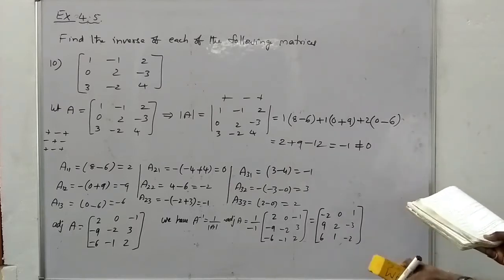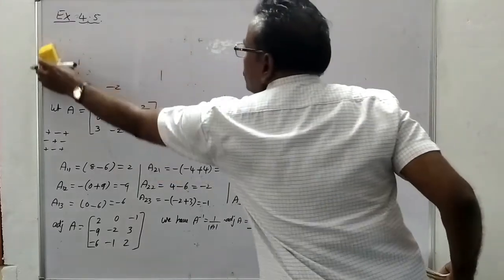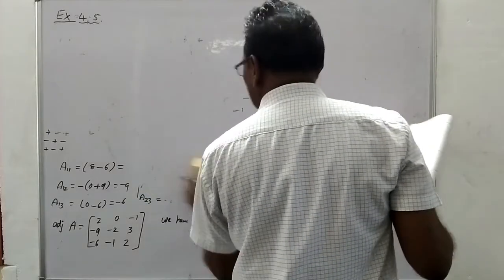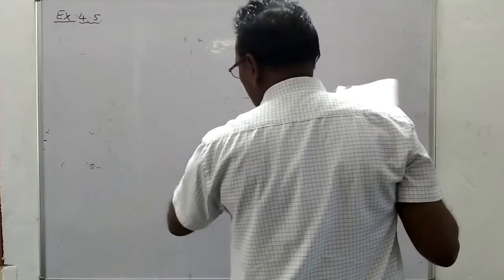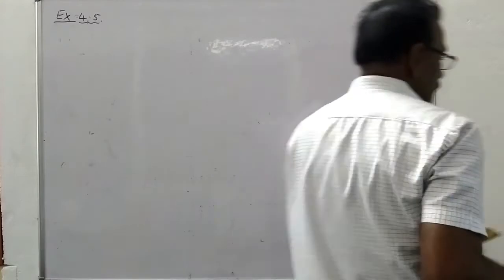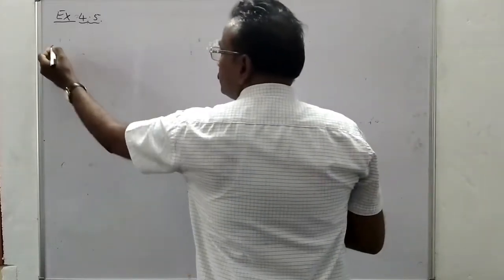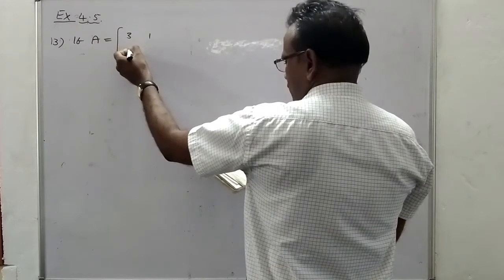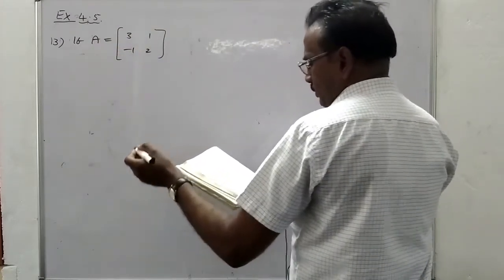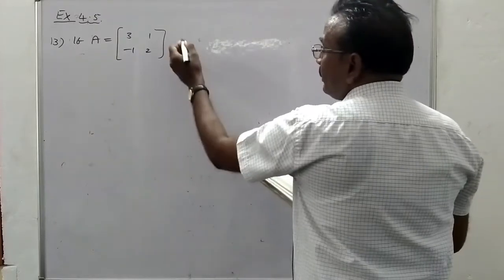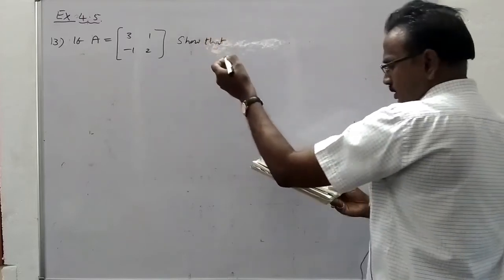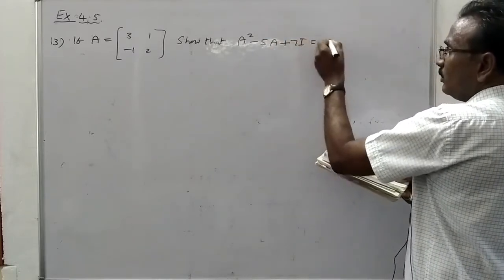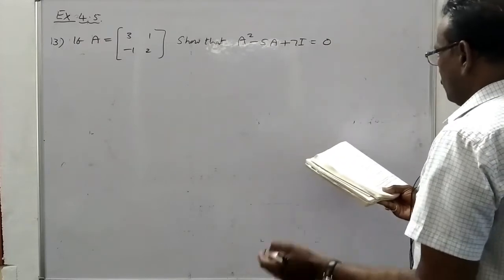Next, question number 13. If A is equal to [3 1; minus 1 2], show that A square minus 5A plus 7I is equal to O, where O means the null matrix of order 2, and hence find A inverse.